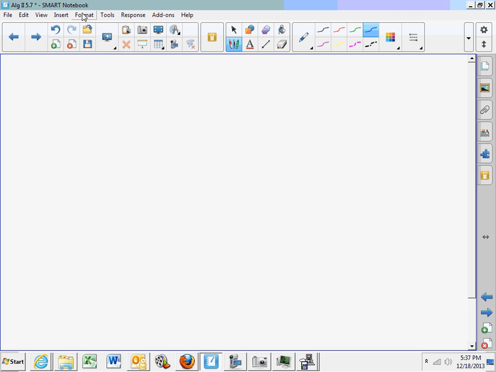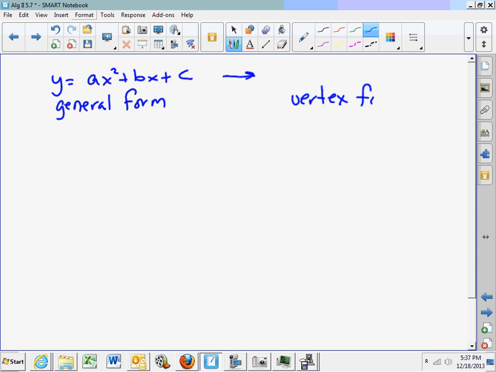Now, the general form for the quadratic function is y is equal to ax squared plus bx plus c. We call this general form, and we can translate this into what we would call vertex form. Vertex form is y equals a times x minus h squared plus k. In a times x minus h squared plus k, the vertex is at the point (h, k).